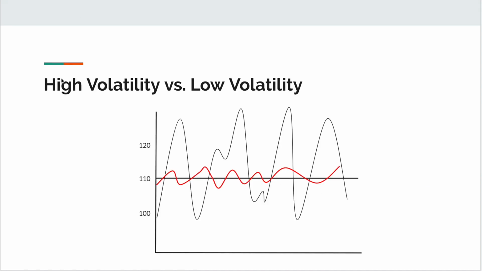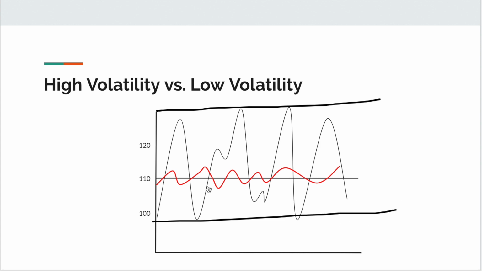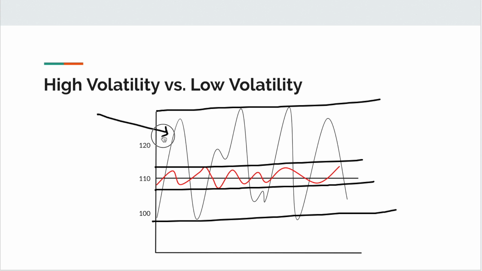So let's talk a little bit more about high and low implied volatility. When we're talking about a highly volatile stock, or high implied volatility, let's say there's a 68% chance that the stock in the black line would move to these two levels, and there's a 68% chance that this stock would move to these two levels. Which one do you think you would pay more for when you're buying an options contract? Obviously, the one with the black line. You would pay more for this stock's options because there is a higher implied volatility.